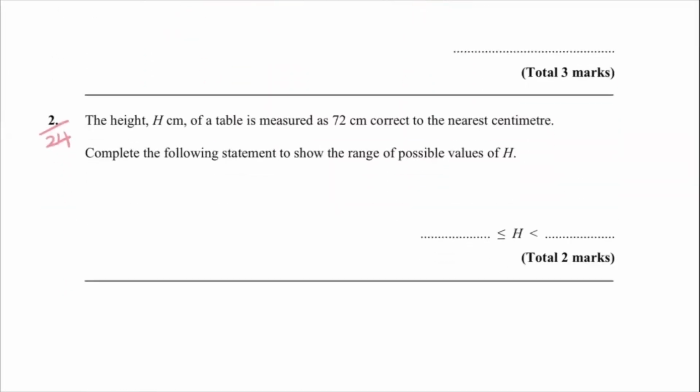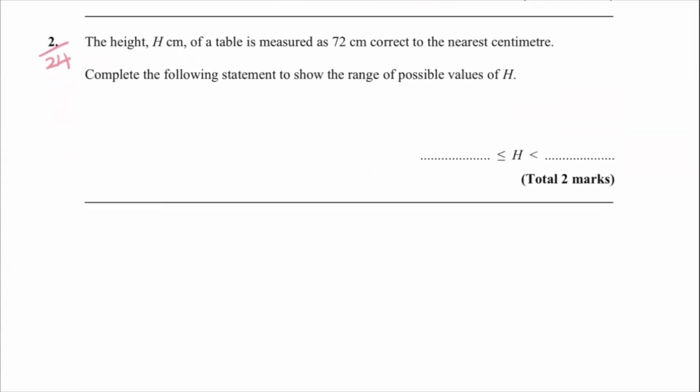Okay, our next question is a crossover question seen on both foundation and higher. It's an error interval, which has been set up for us, so we just need to find the missing values. I like to do this thinking about a number line. So we've been given 72 that's been rounded to the nearest centimetre. So the next centimetre would have been 73, the one before 71, and we want those values slap bang in the middle. So 71.5 and 72.5.